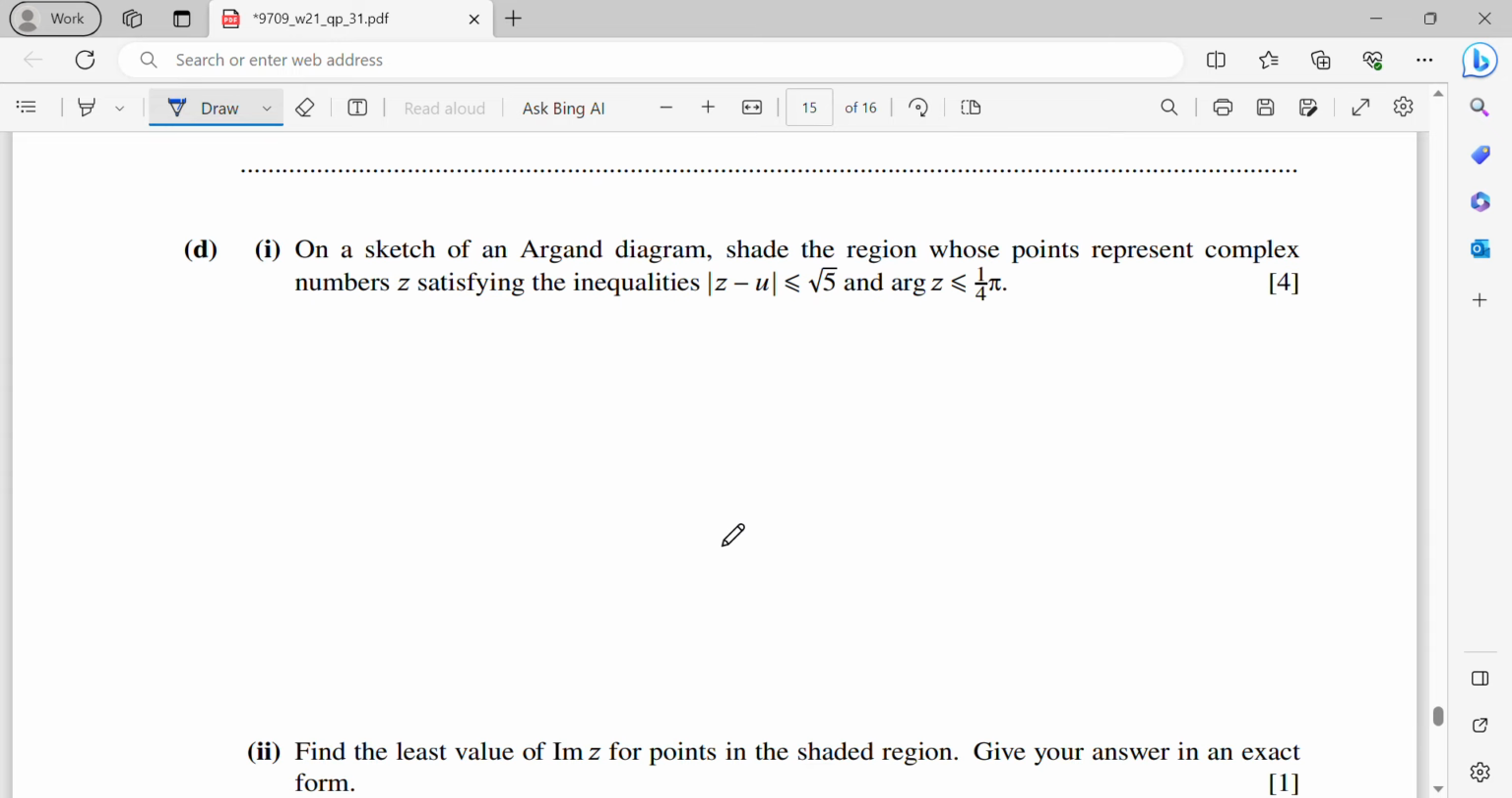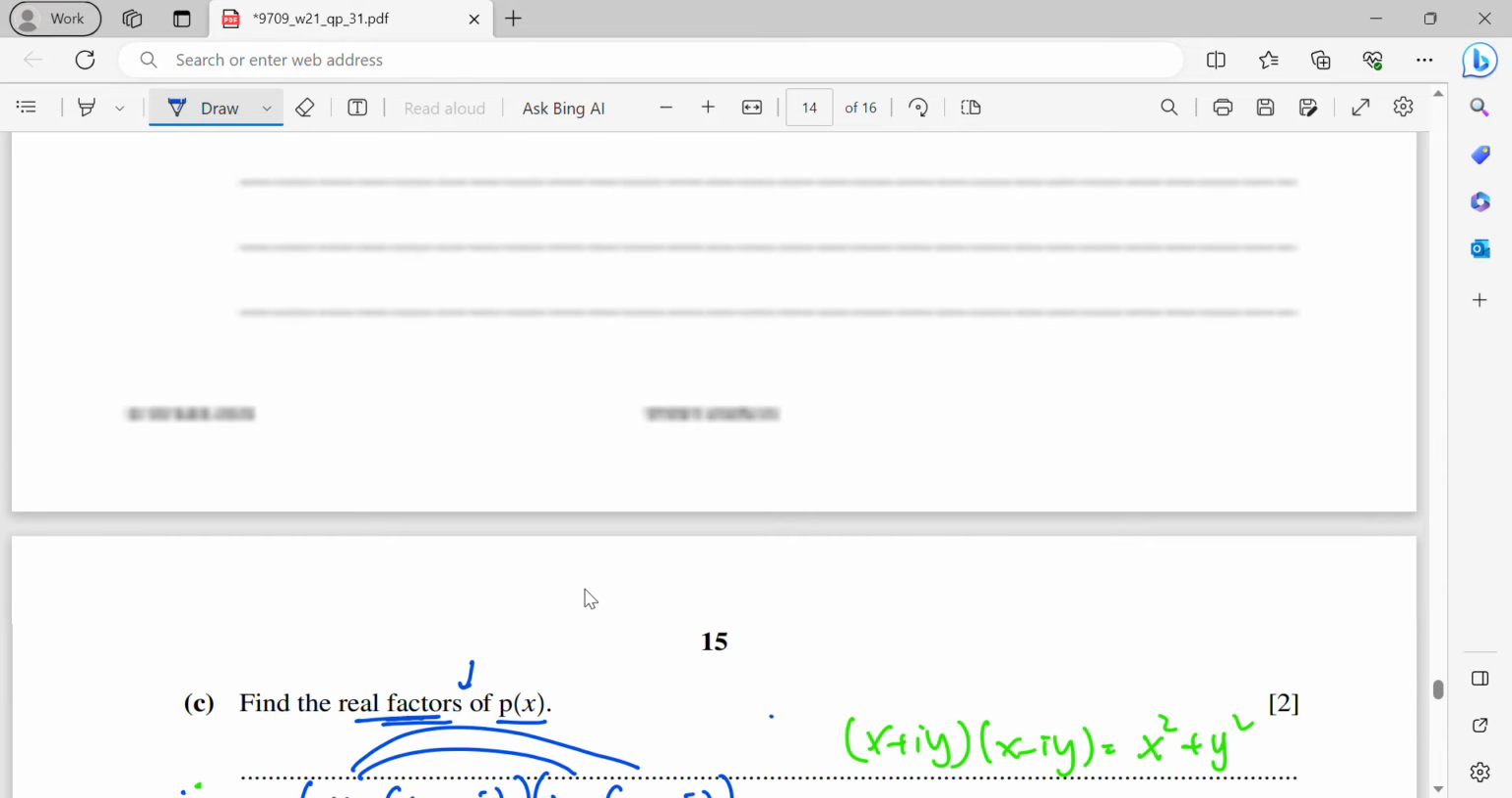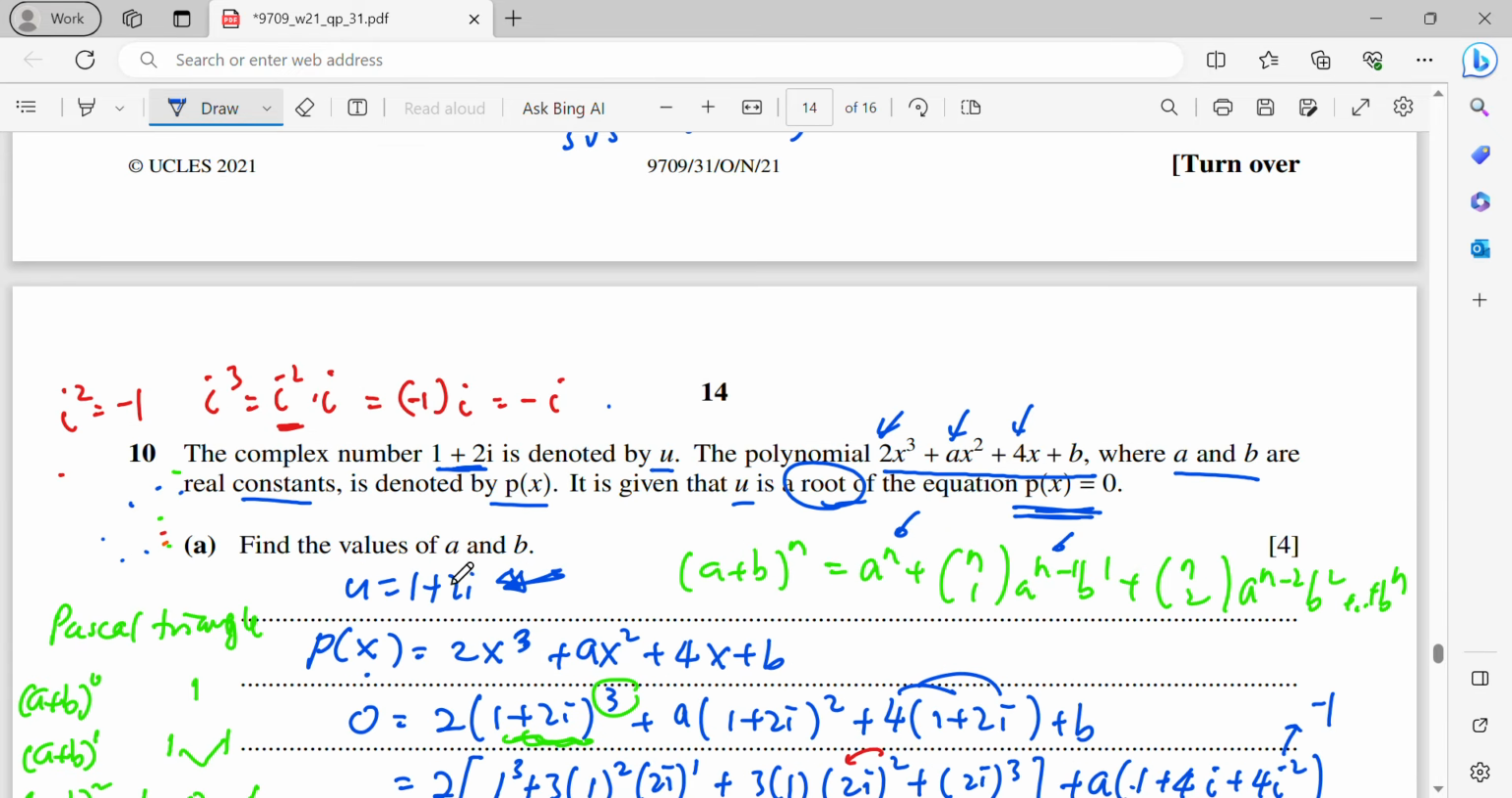Now for D, first part. On a sketch of Argand diagram, shade the region whose points represent complex numbers z satisfying the inequality modulus of z minus u less than or equal to square root 5 and argument z less than or equal to pi over 4. So modulus of z minus u less than or equal to square root 5. Your u is, refer back to the u, it is 1 plus 2i, right?